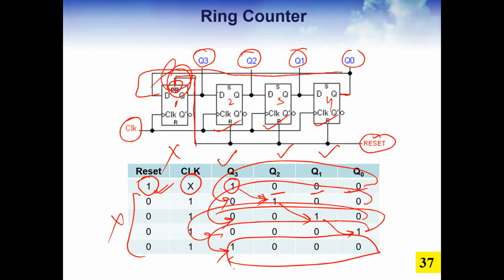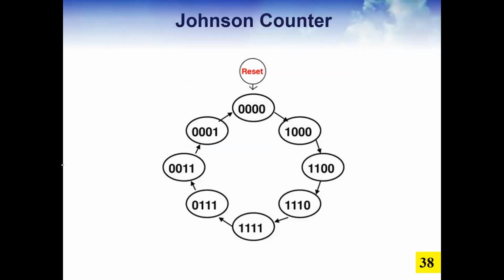So shift and rotate operation is happening in the ring counter. This is a special purpose counter, a special type of counter. The last one is the Johnson counter. You can see the state diagram of the Johnson counter.